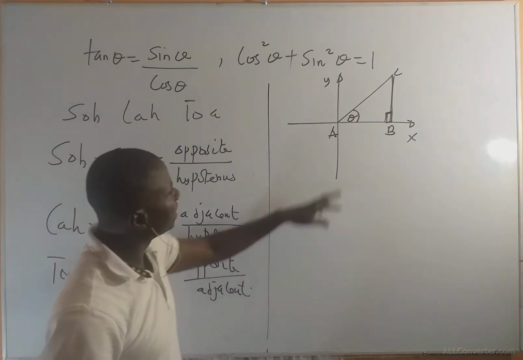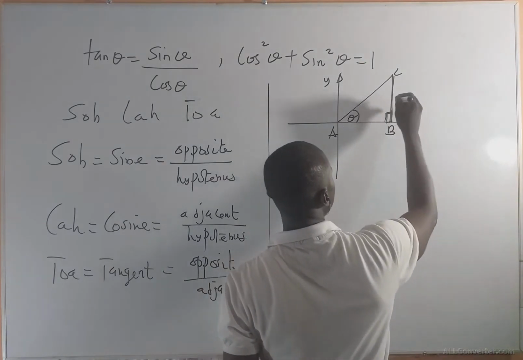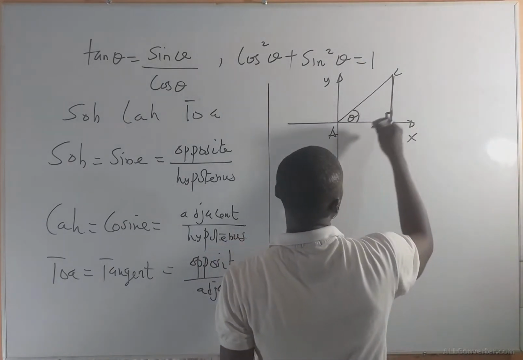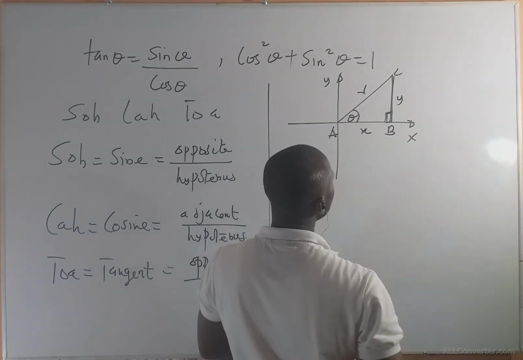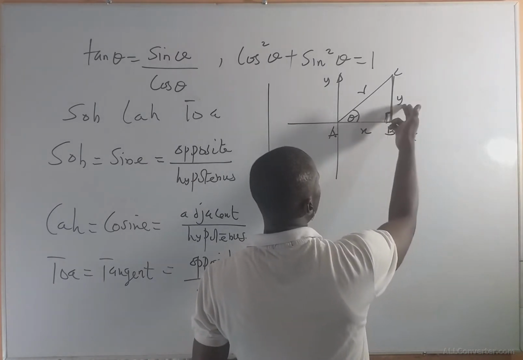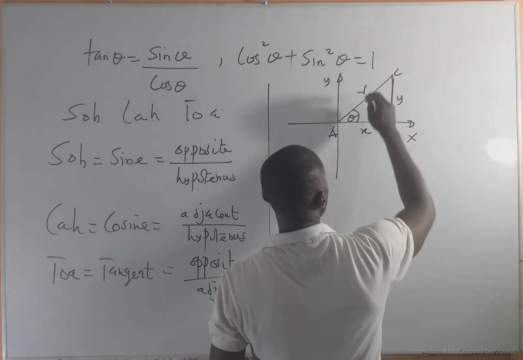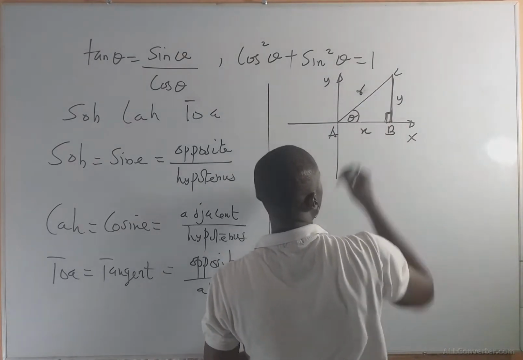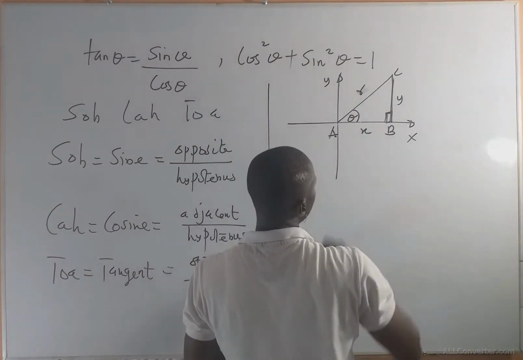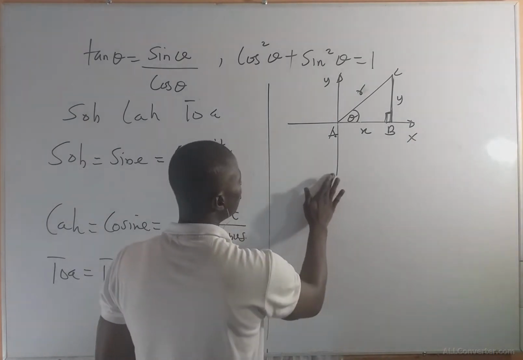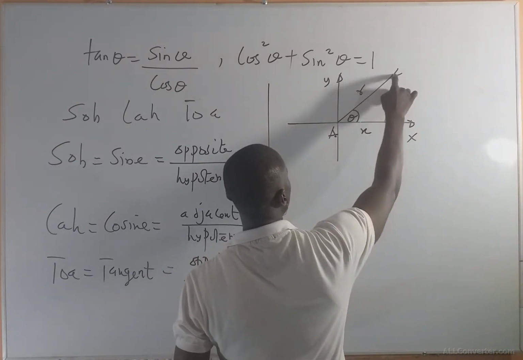Now, when you look at this, you realize that side BC is opposite to the angle. Let's assume this is X, this is Y, and this is R. So opposite to the angle theta is Y. The longest side of the right angle triangle is AC, that is R. The adjacent to the angle theta is X. So take note of that.